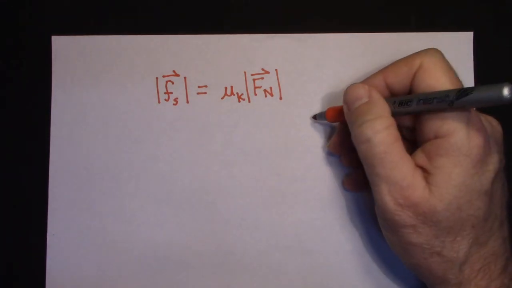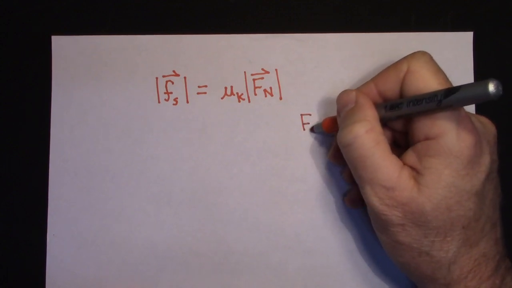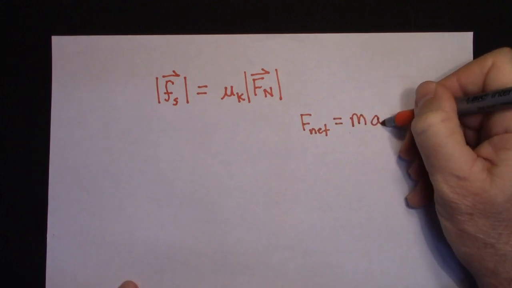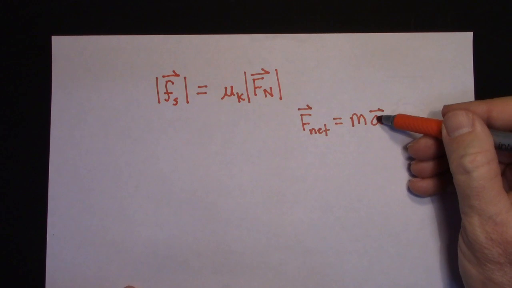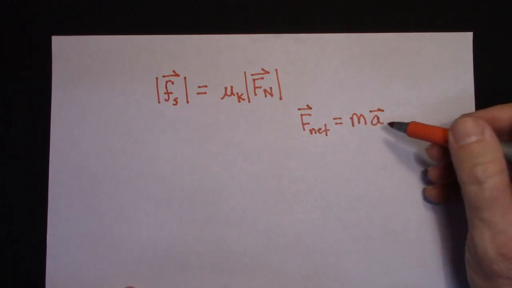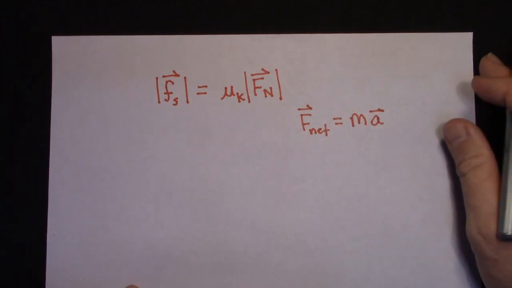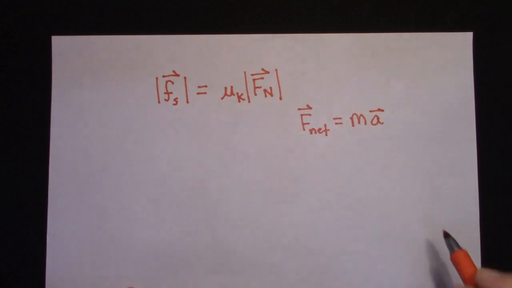Like F net equals ma. Those are vectors. Mass is a scalar, so this vector and that vector are always in the same direction. The acceleration and the net force are always in the same direction, because we didn't do this to it. So yeah, that's just a technicality.